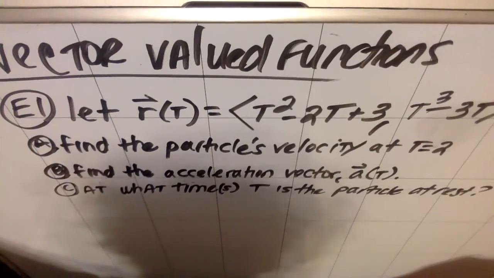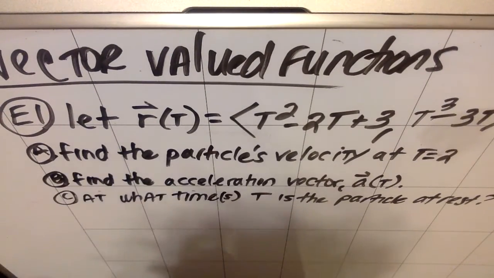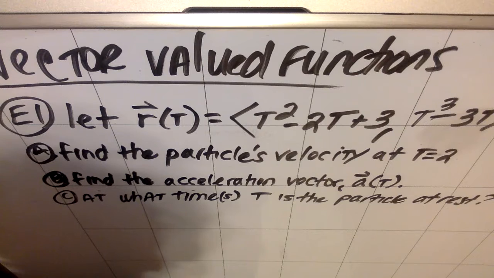All right, so we're going to go ahead and do example 1 of vector valued functions. So let r of t, the vector for position, be in the x direction t squared minus 2t plus 3, and in the y direction t cubed minus 3t. First thing we're going to do is find the particle's velocity at t equals 2.